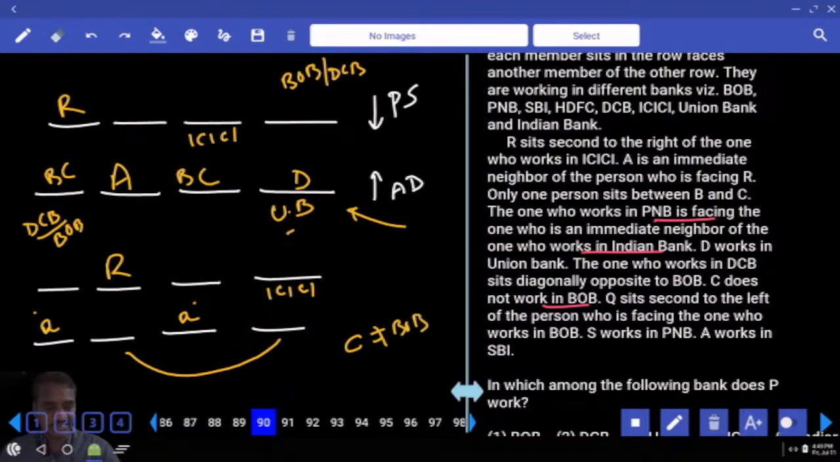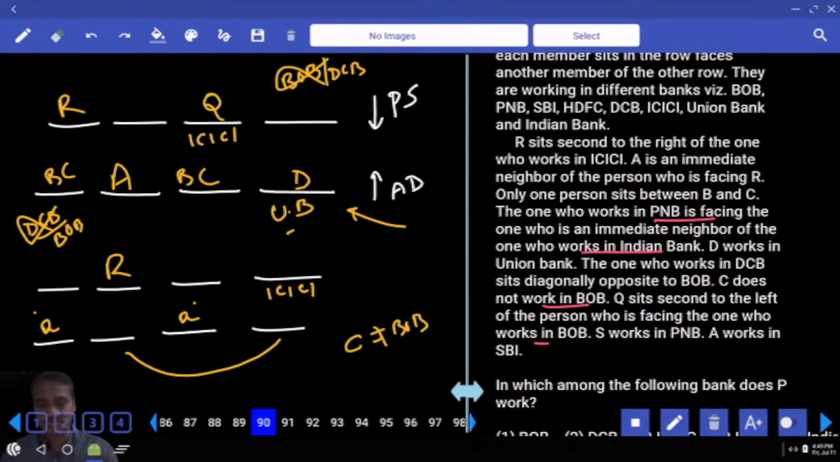And Q sits second to the left of the one who is facing the one who works in BOB. Now BOB is opposite R. Then DCB is BOB's opposite second to the left. Who is that one? Q.